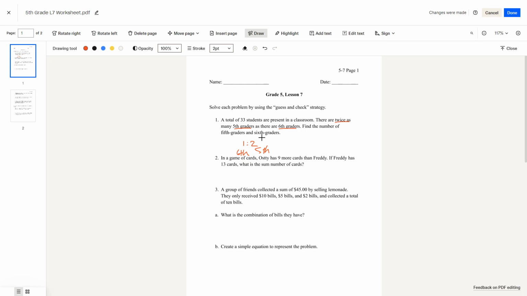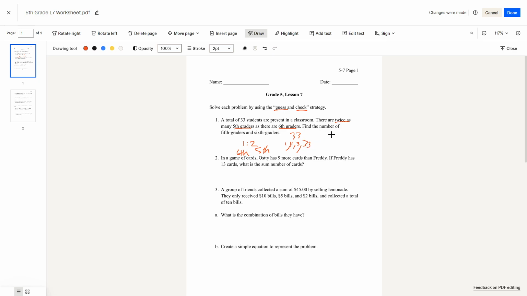So all we need to do to figure out this question is guess first and check after. So if there is one 6th grader, then there is 2 5th graders, and that means there's a total of 3 students. To get this number to 33, we have to factor 33. The factors of 33 are 1, 11, 3, and 33.